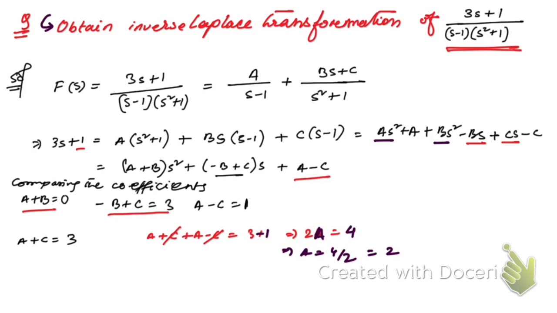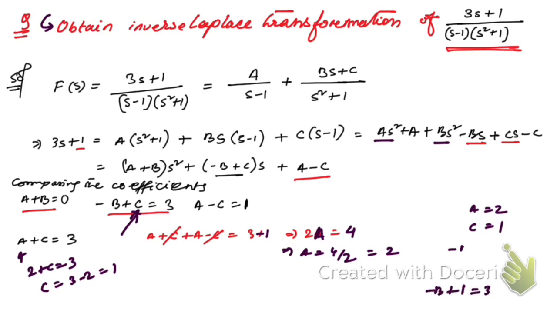So if you put the value of a here, then you're going to have 2 plus c is equal to 3, that is c is equal to 3 minus 2, that's equal to 1. So we have got a is equal to 2, c is equal to 1. Now let's put the value of c here, then you're going to have b minus b plus c is 1, so equal to 3. So you're going to have b is equal to minus 2, right, if you solve this. So now you see what we have done, we have solved these three equations.